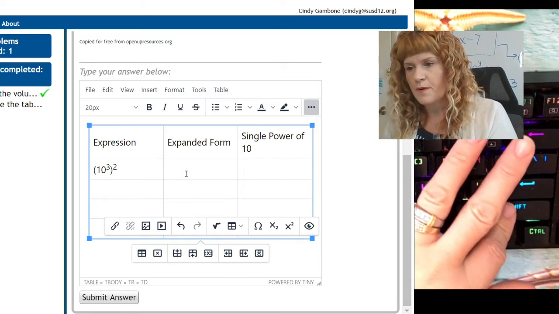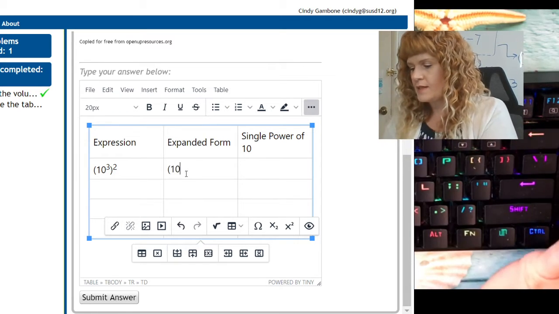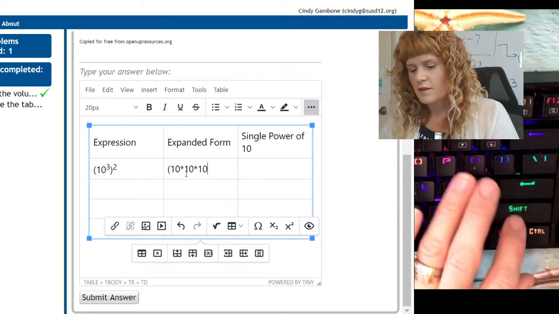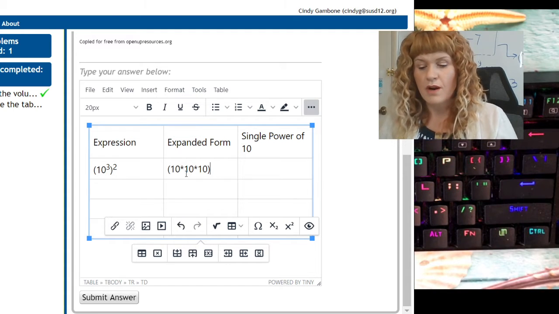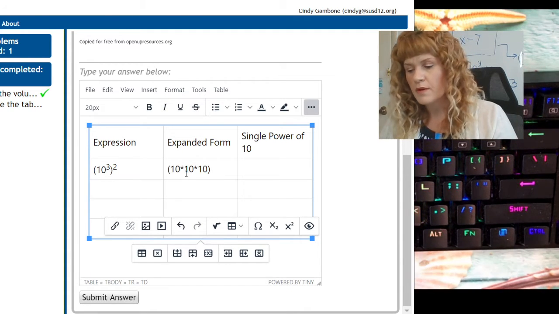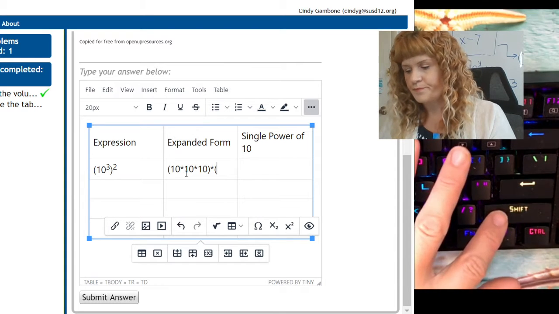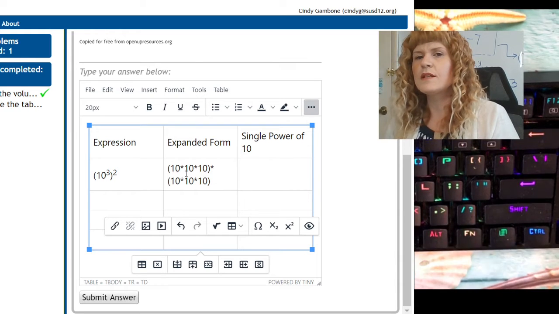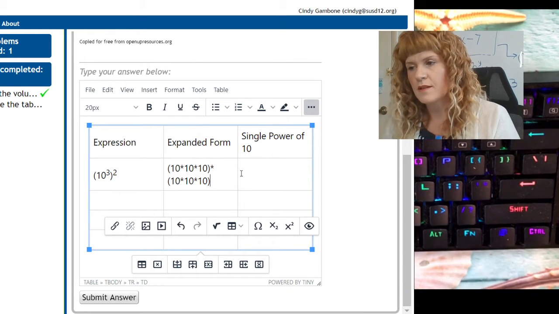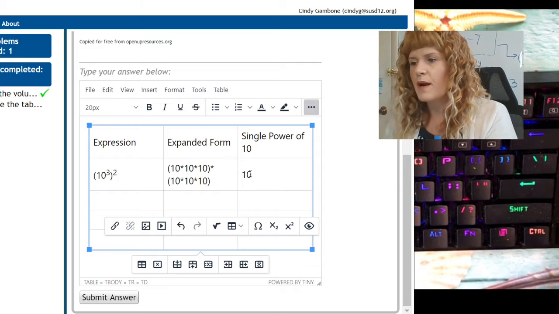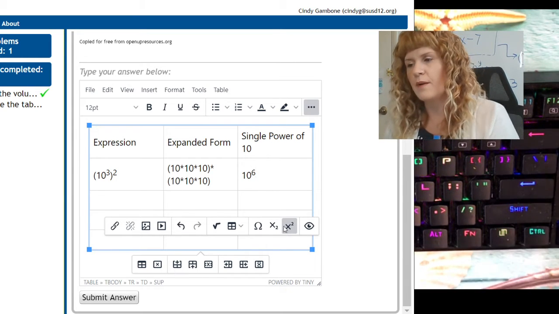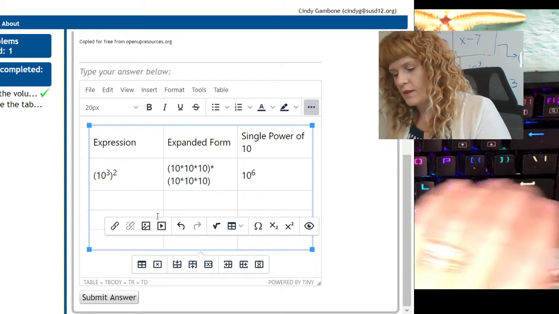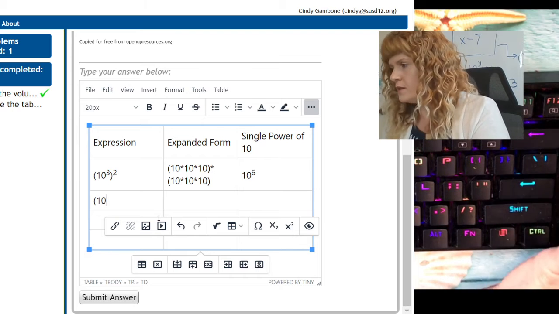Okay, for expanded form, that is 10. And then for multiplication, you can just use the star, because in computer language, that star, which is Shift 8 on your keyboard, means multiplication. So now I have 10 to the third power times 10 to the third power. And as a single power of 10, that's 10 to the sixth power. So filling out this table is not as hard as you thought. Go ahead and do it now.